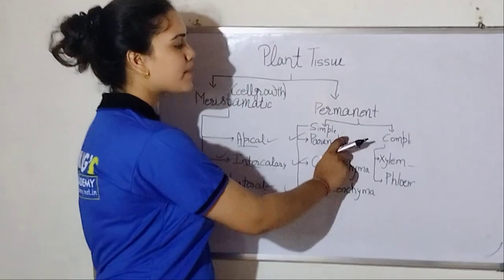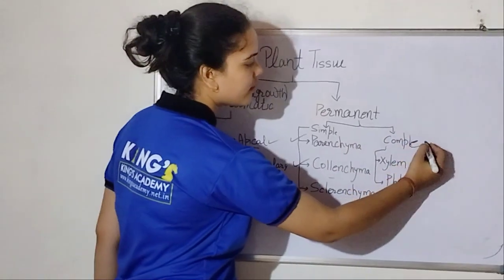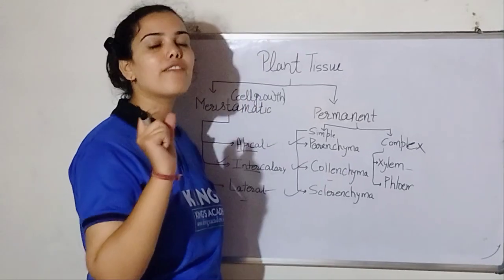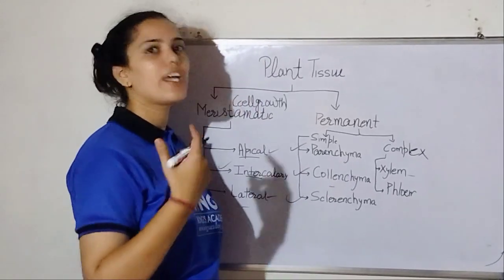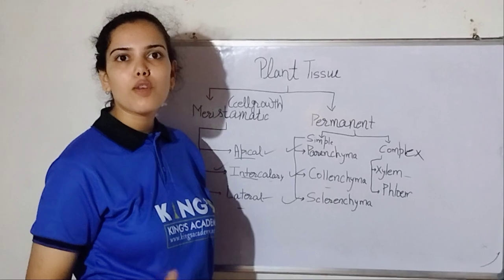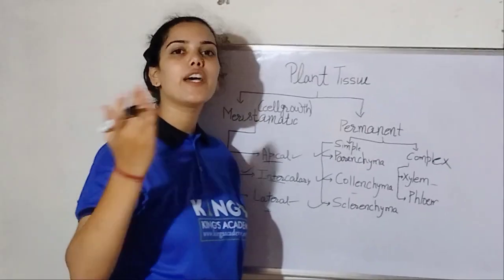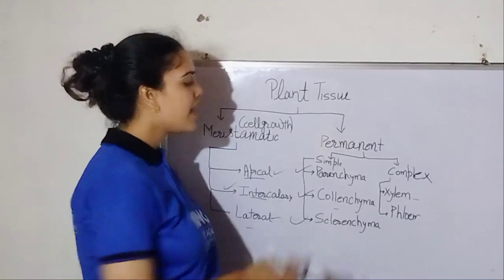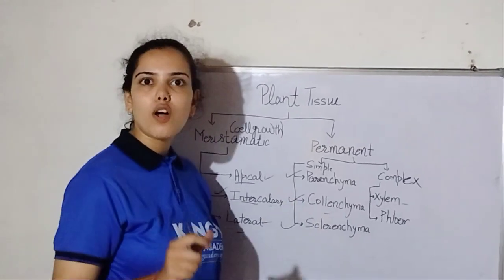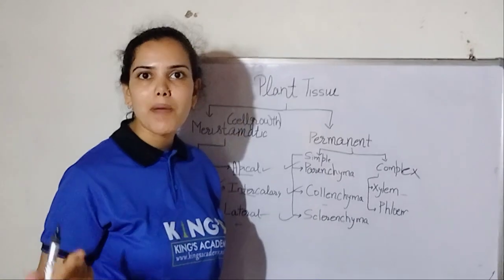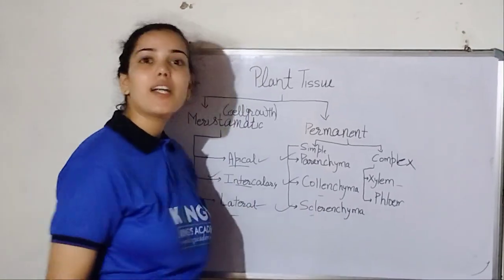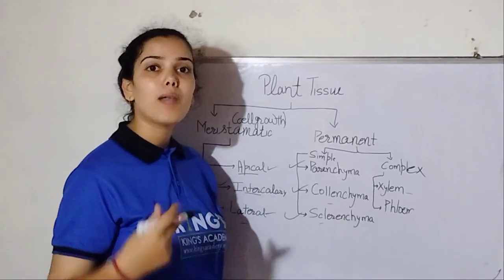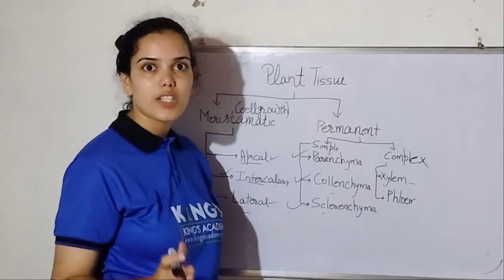Permanent tissue is of two types: simple and complex. In simple, parenchyma has thin walled cells with very few intercellular spaces. If they have a large amount of chlorophyll, they are known as chlorenchyma. If they have large intercellular spaces, they are known as aerenchyma. After that, collenchyma, thick walled cells that help the plants to bend. And then sclerenchyma, dead cells that help the plant to stand in worse conditions, right?